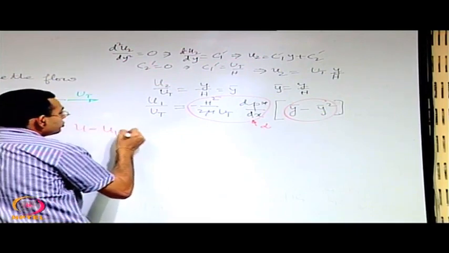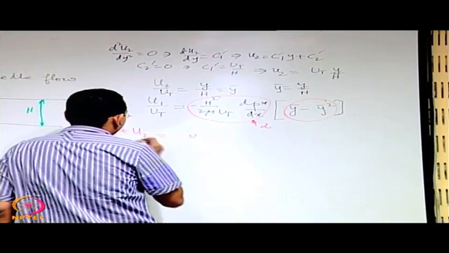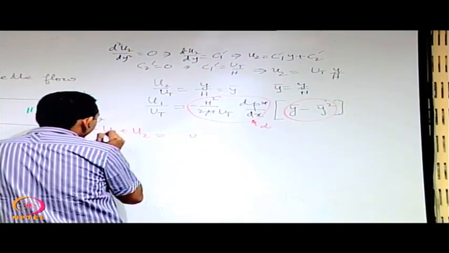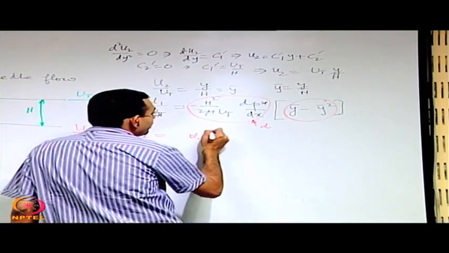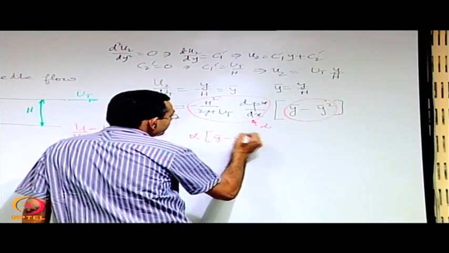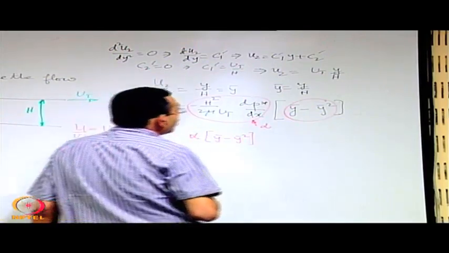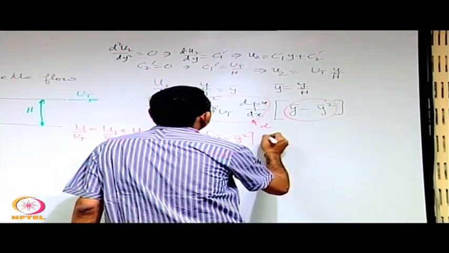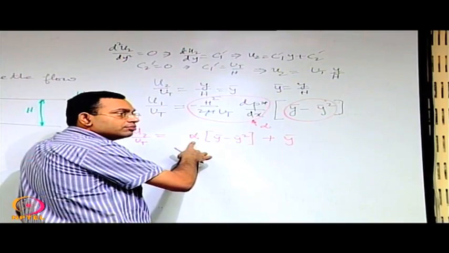So, you have u equal to u1 plus u2, which is equal to, or maybe u by ut as u1 by ut plus u2 by ut, that is equal to alpha into y bar minus y bar square, and plus y bar. Okay. So, one important thing is that this alpha may be positive or negative.